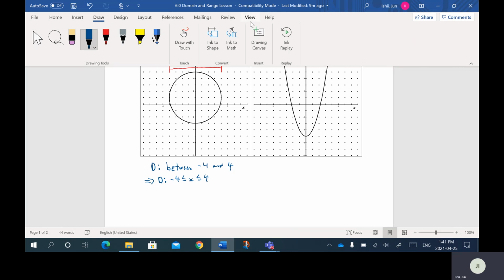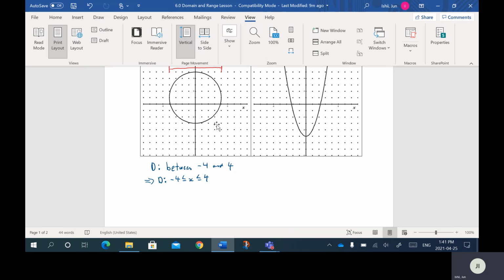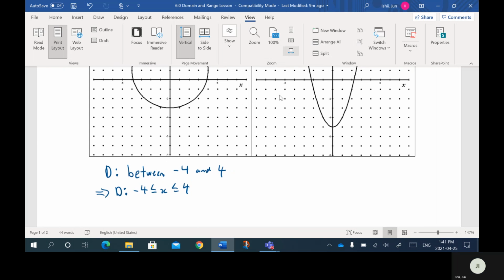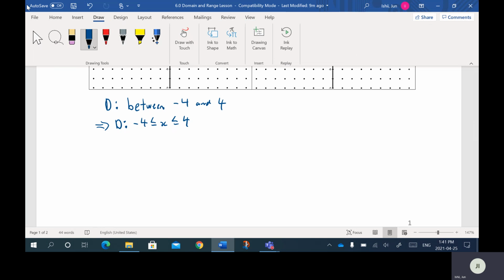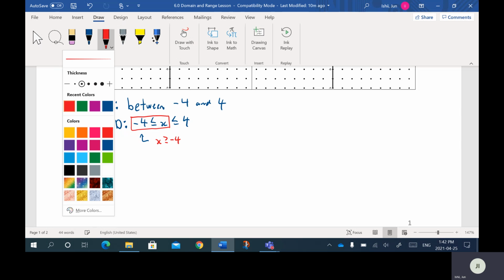Actually, you know what? Perhaps I'm going to spend a little bit of time explaining why this means between these two values. This inequality here, we could break down into two parts. We can break it down into just this section here as one. That would be -4 is less than or equal to x, or in other words, x is greater than or equal to -4. I'm just going to use a different color here.